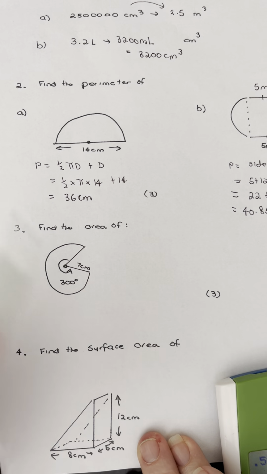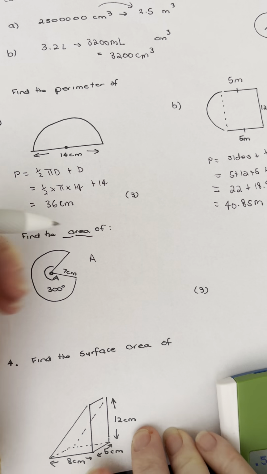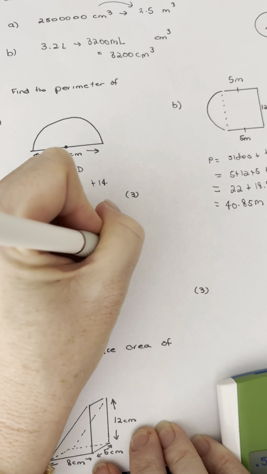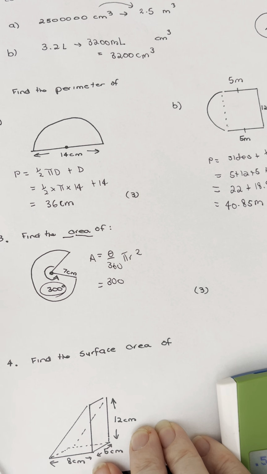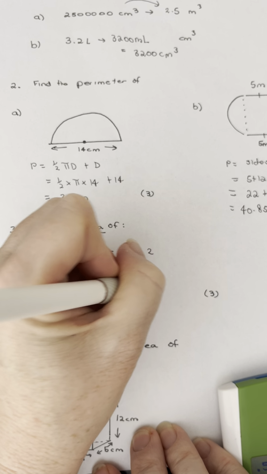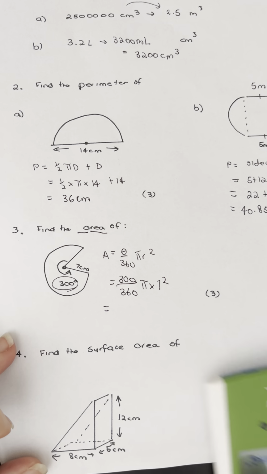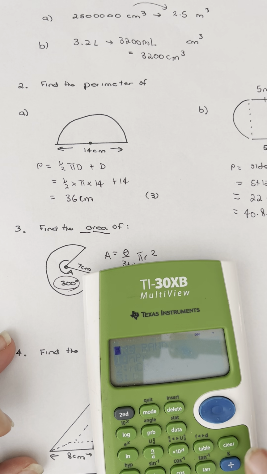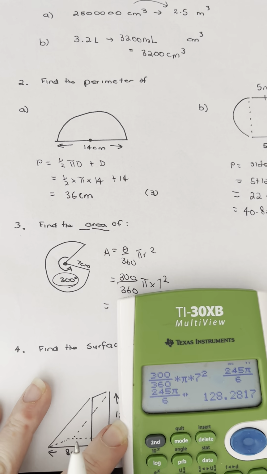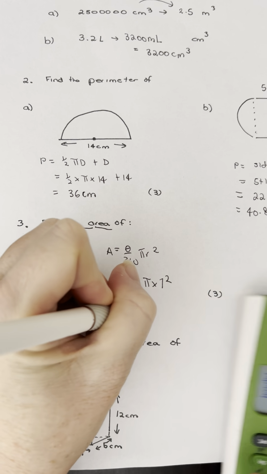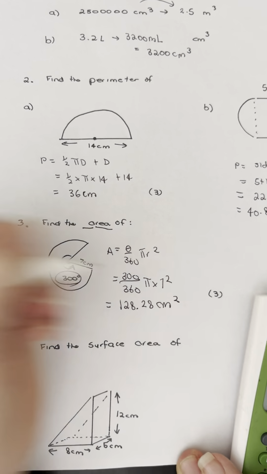Over here we've got a sector of a circle. Now our area for that, because we're finding the area, is going to be theta over 360 pi r squared. Our radius is 7, so we've got 300, because we've been told our angle is 300, over 360 pi times 7 squared. And we can put that all in one go in our calculator. So pressing our fraction button, we've got 300 over 360, and then we are multiplying by pi times 7 squared. And we get 128.28, and that will be centimetres squared.